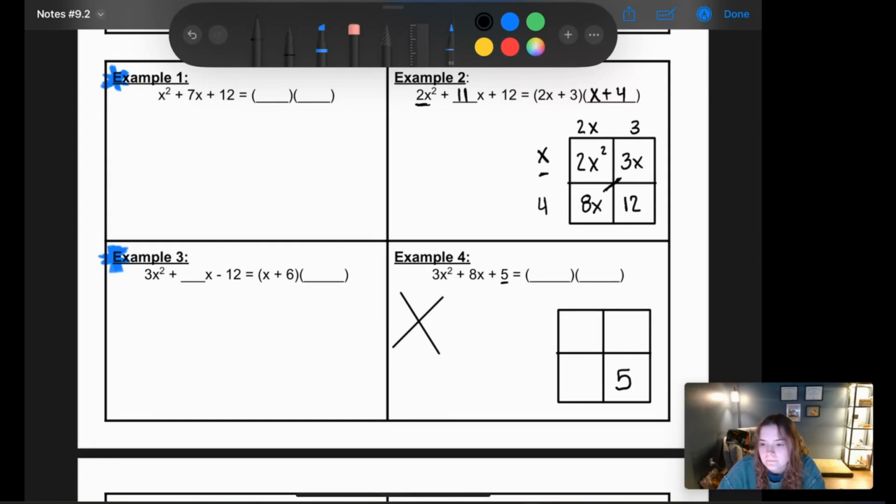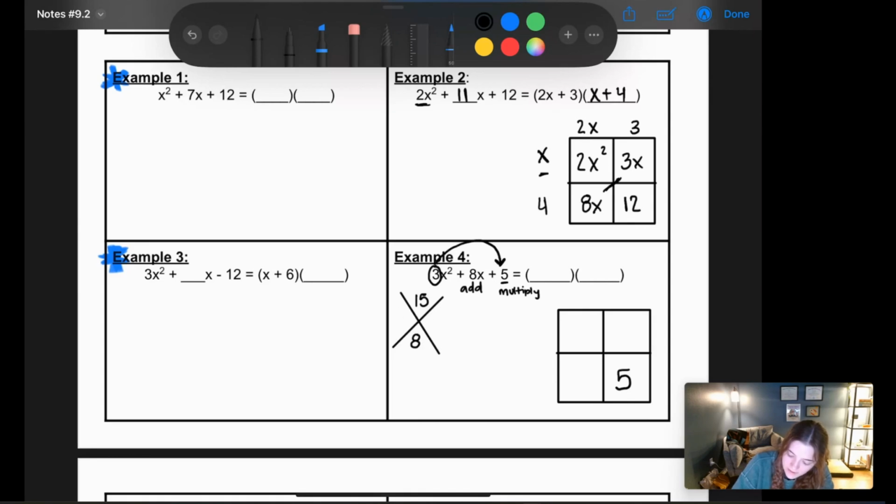Okay, now another thing that we know is typically we say, all right, well, it has to add to get 8 and it has to multiply to get this last number, but there's nothing that's going to add to 8 and multiply to get 5. That's just not possible. What we do is we take this leading coefficient here and we multiply it by that last number. Well, what is 3 times 5? 15. Okay?